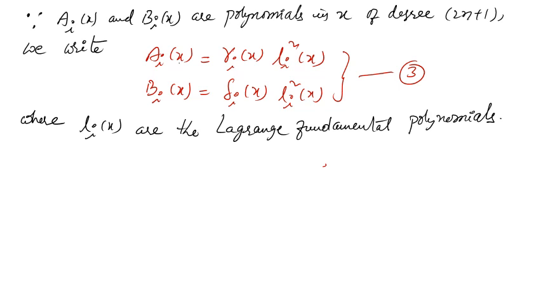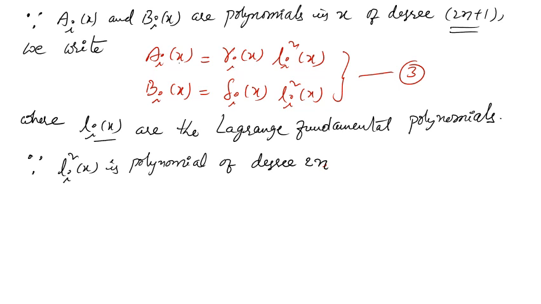Next, one more point. Since A_i(x) and B_i(x) are both, you write like this. What is this? A_i(x) and B_i(x) are what degree? They are 2n plus 1 degree polynomials, right? Since L_i squared of x is a polynomial of degree 2n, L_i(x) means an nth degree polynomial. L_i squared as a whole is a 2nth degree polynomial.